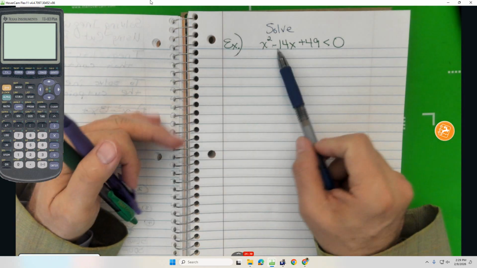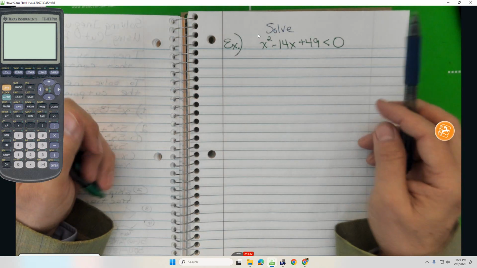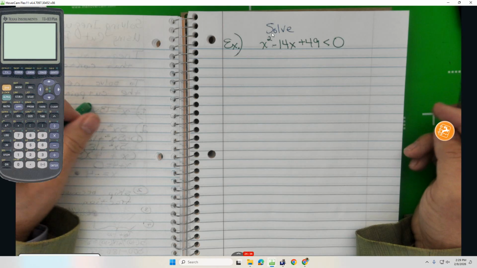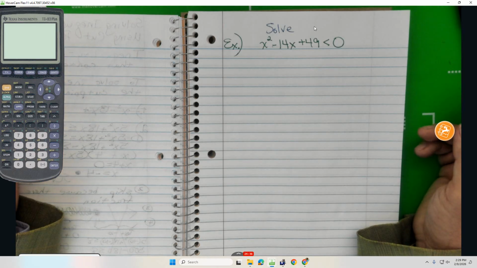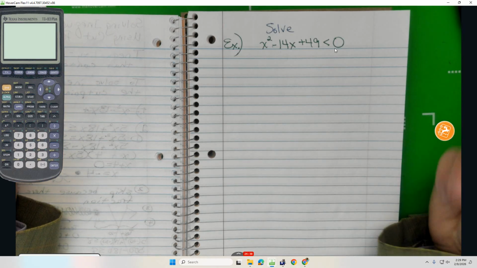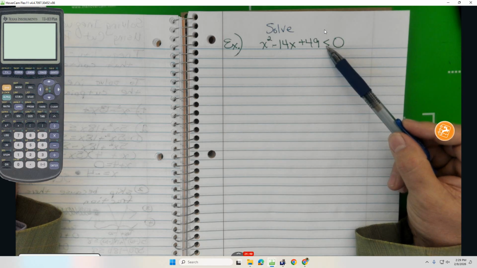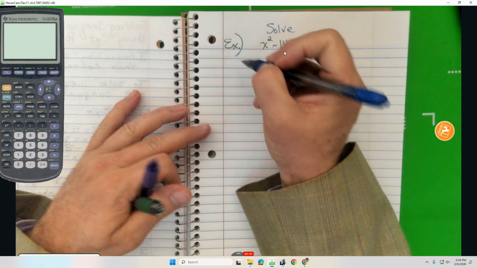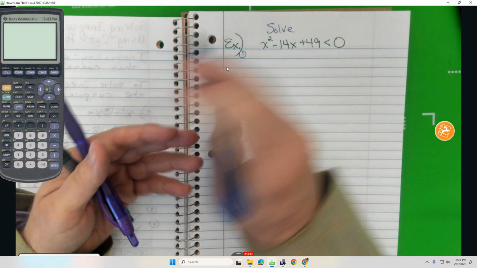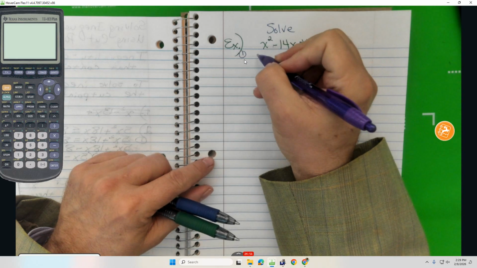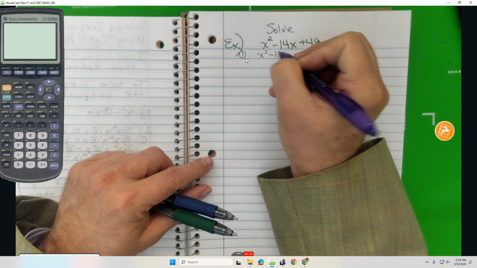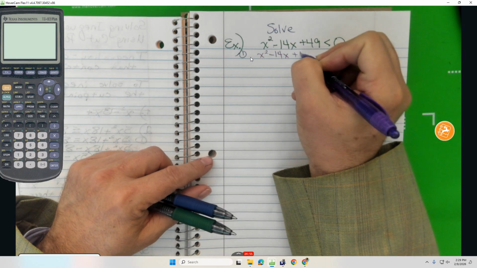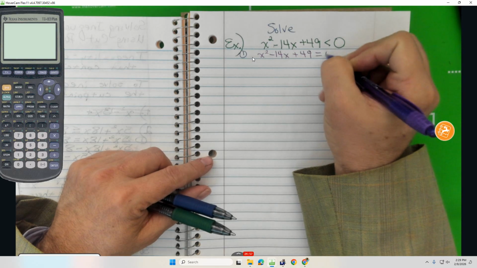So let's look at this one. How do they know to do cut points even though you don't say? How do y'all know? Because of that inequality symbol. And you know you're going to follow your 5-step cut point recipe. First thing we'll do, set it equal. They're going to have to do x squared minus 14x plus 49 is equal to 0.